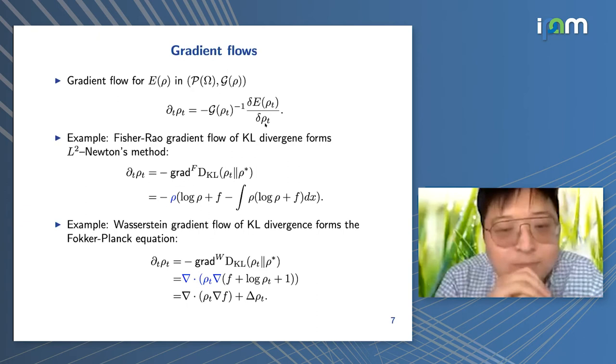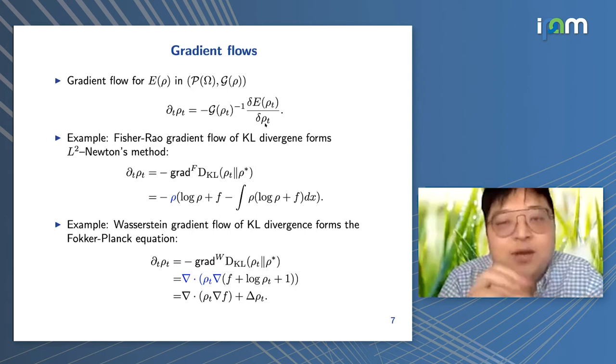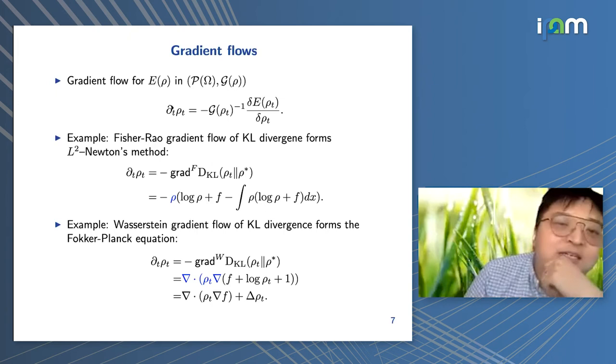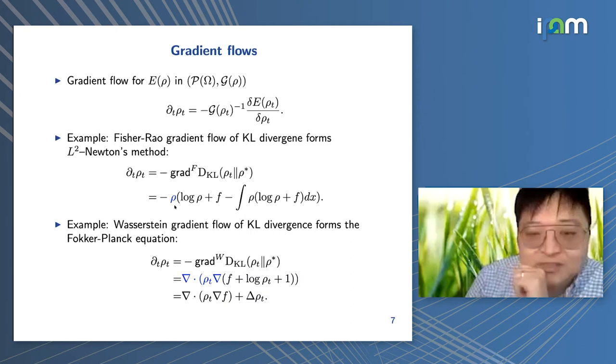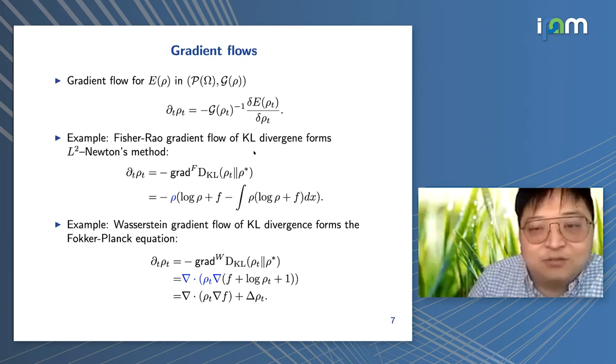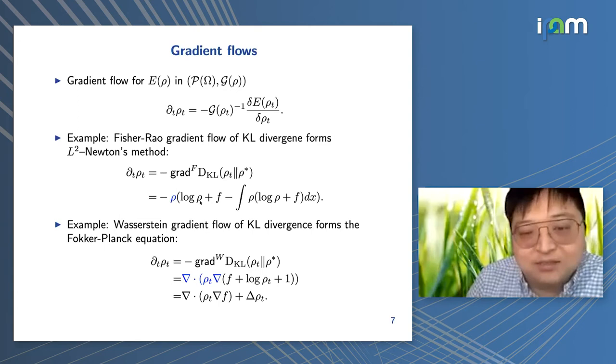Now, there are two different examples of this preconditioner. Number one is, why don't we compute the Hessian of this energy? In the case of KL, the Hessian metric in the L2 sense is the so-called Fisher-Rao metric. The Fisher-Rao is very simple, just like a rho, okay? Times the differential of this, if I do it in KL, it's log rho plus F, okay? So it's rho times something, which is my Fisher-Rao gradient. People also call it natural gradient, and so on and so forth.